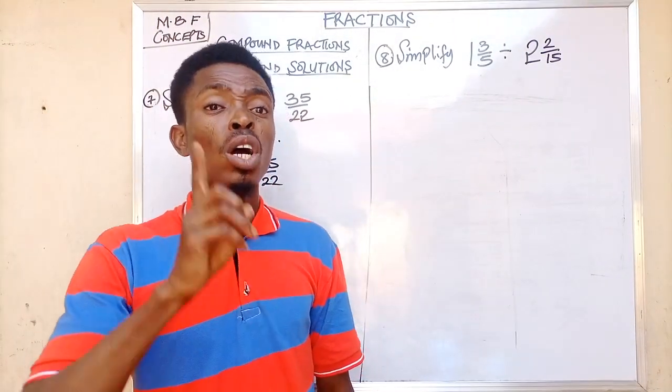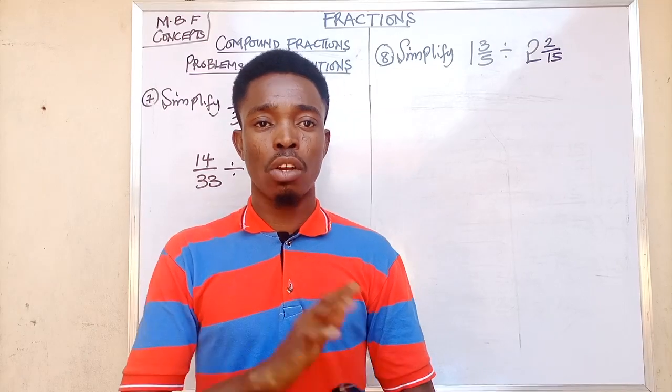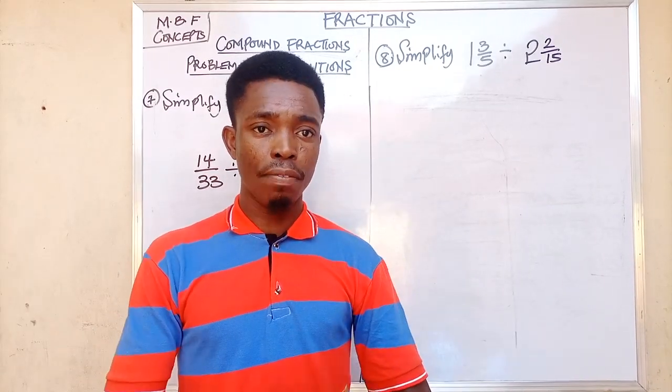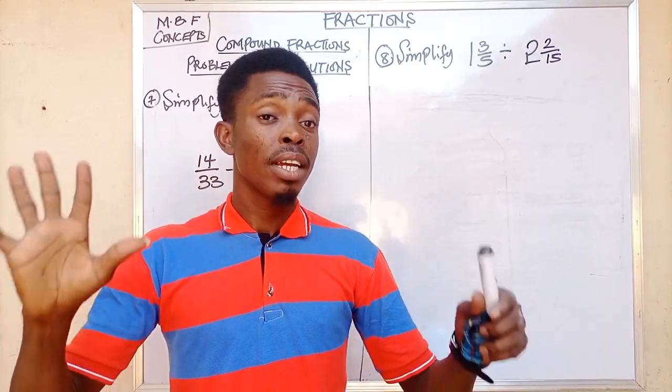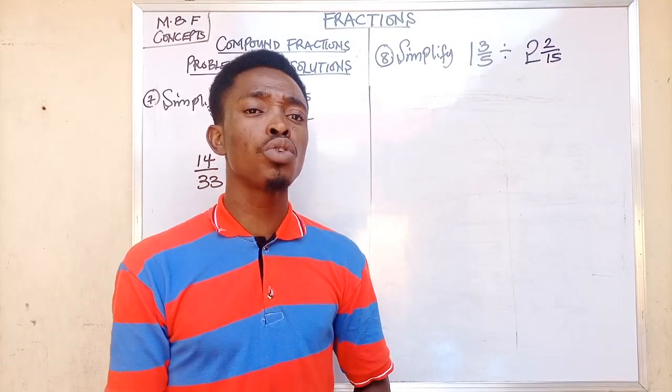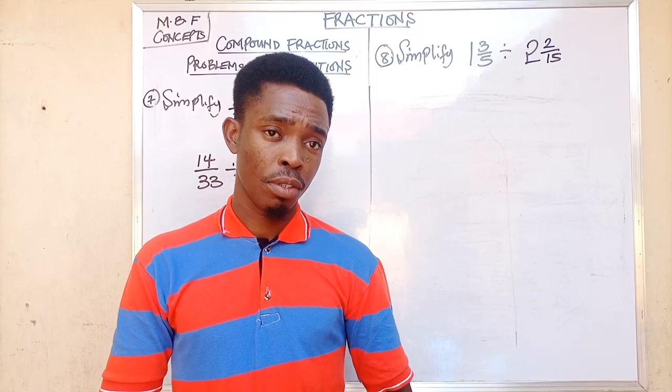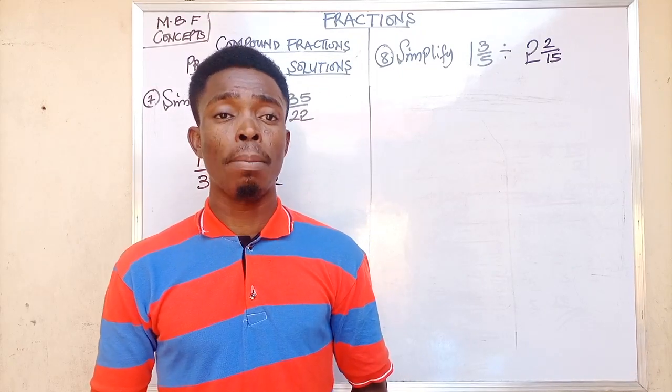What are the basic principles? You cannot solve with division directly. Anytime you are given a division between two fractions, you must convert that division to what? A multiplication sign by using the law of inversion. Now, what's this law of inversion all about?